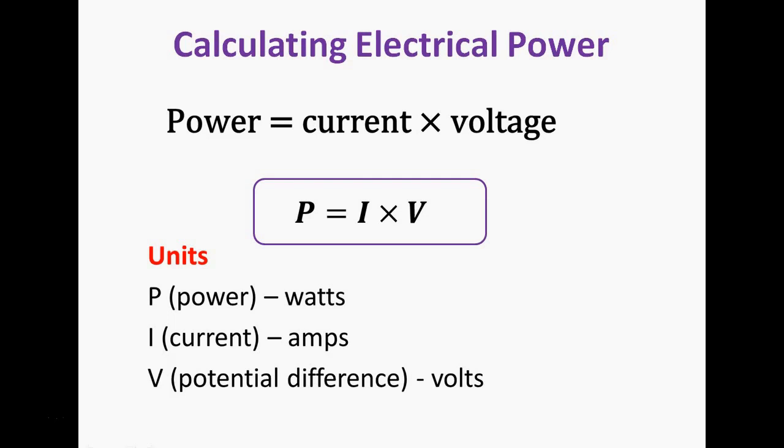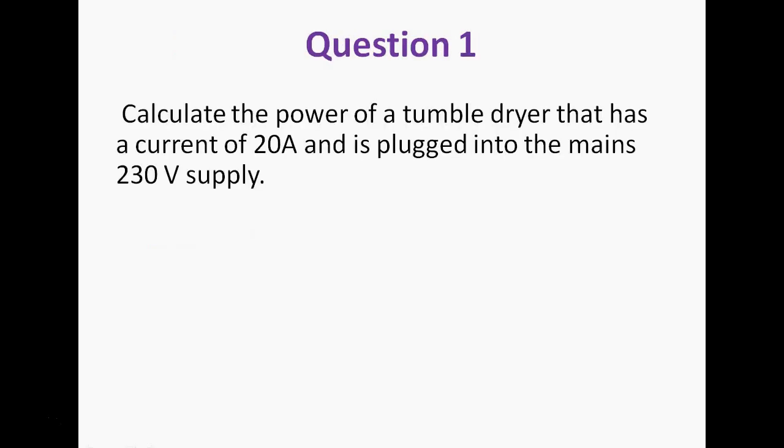I is the symbol for current, which is measured in amps, and V is the symbol for potential difference, which is measured in volts. Here is a question for you to try and put some of what you've learned into practice. Remember for each of these questions to pause the presentation and try the question before putting it back on to check the answer.